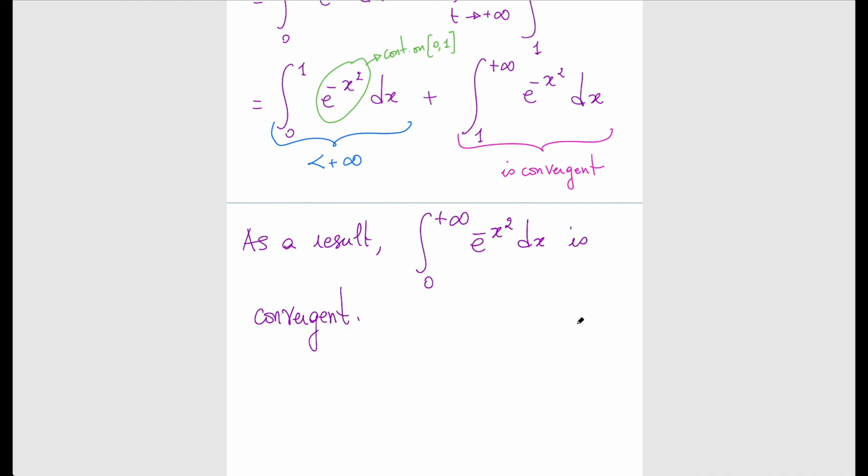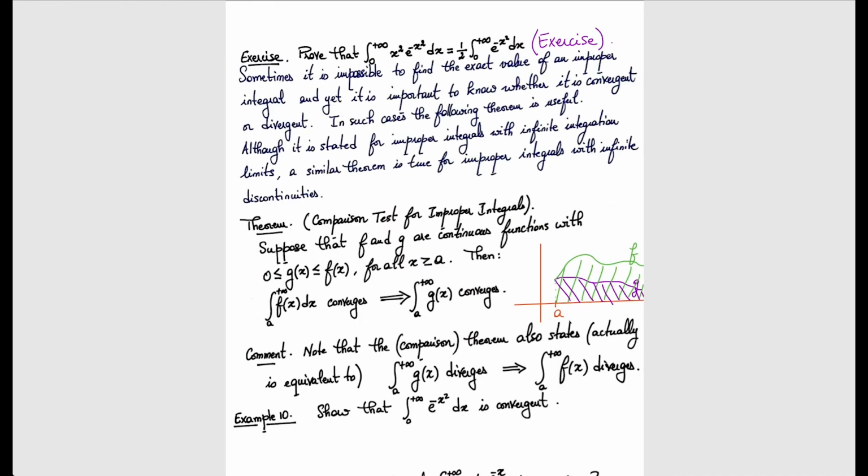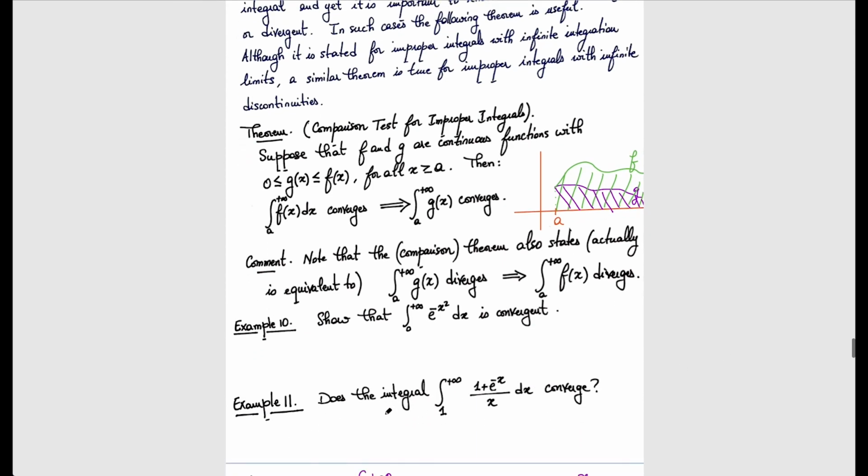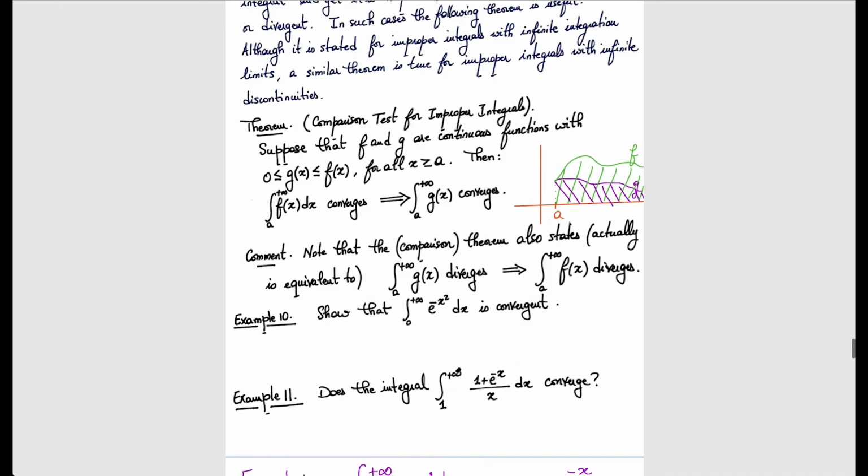Okay. All right, so let's go back to the earlier page and let's do the last problem. That would be example 11, right? So this part. The question is, does the integral from 1 to infinity of (1 plus e to power negative x) over x dx converge or not? So let me take it back to the very last page and treat it there.